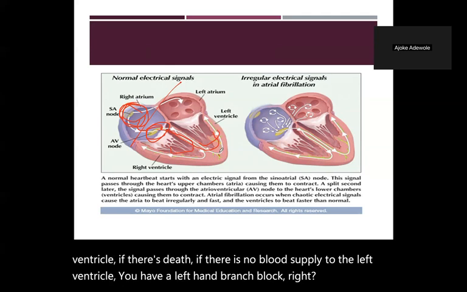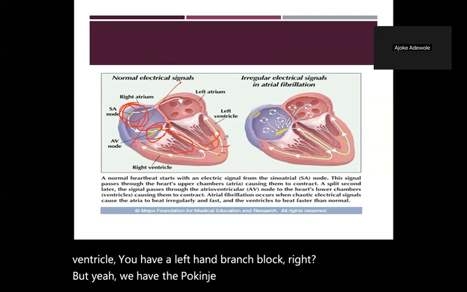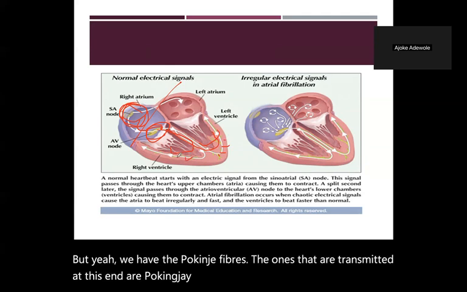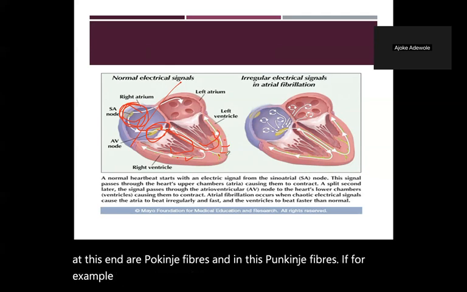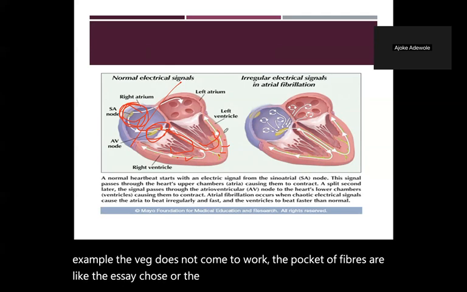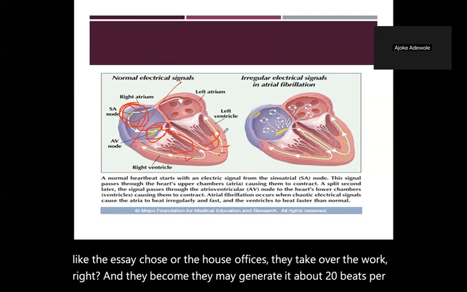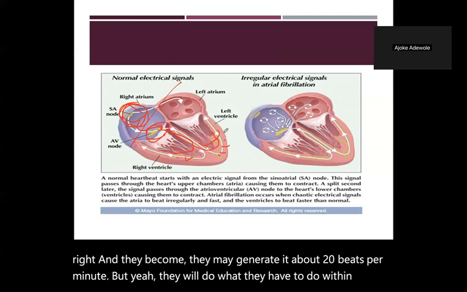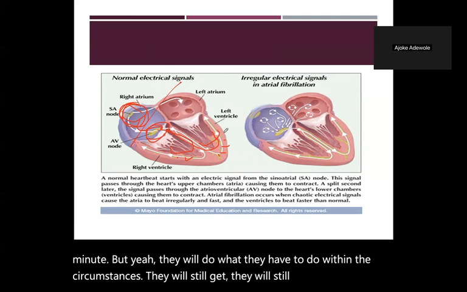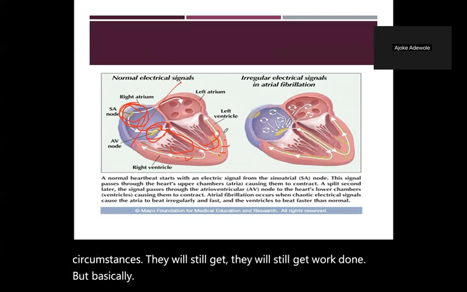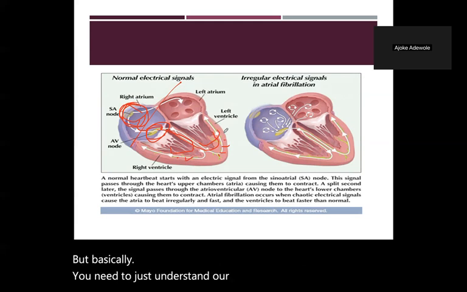But here we have the Purkinje fibers. The ones that are transmitted at this end are Purkinje fibers. In these Purkinje fibers, if for example the registrar does not come to work, the Purkinje fibers are like the SHOs or the house officers. They take over the work, right? And they may generate beats at about 20 beats per minute. But yeah, they will do what they have to do within the circumstances. They will still get work done. But basically, you need to just understand how electrical signals are conducted.